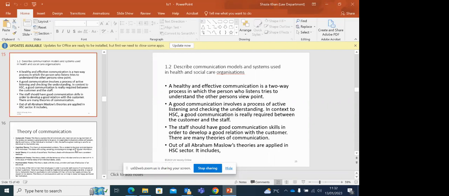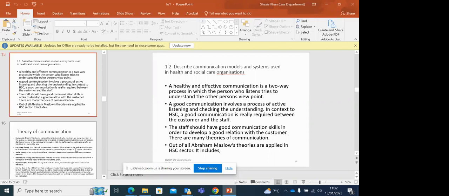Why do you think it's so important to listen to someone? If you don't listen properly, what can you do? You know exactly what their feeling is. Yeah. And what if you don't listen to someone properly? Could you make errors? No, there will be miscommunication. There will be barriers. Miscommunication, yes.